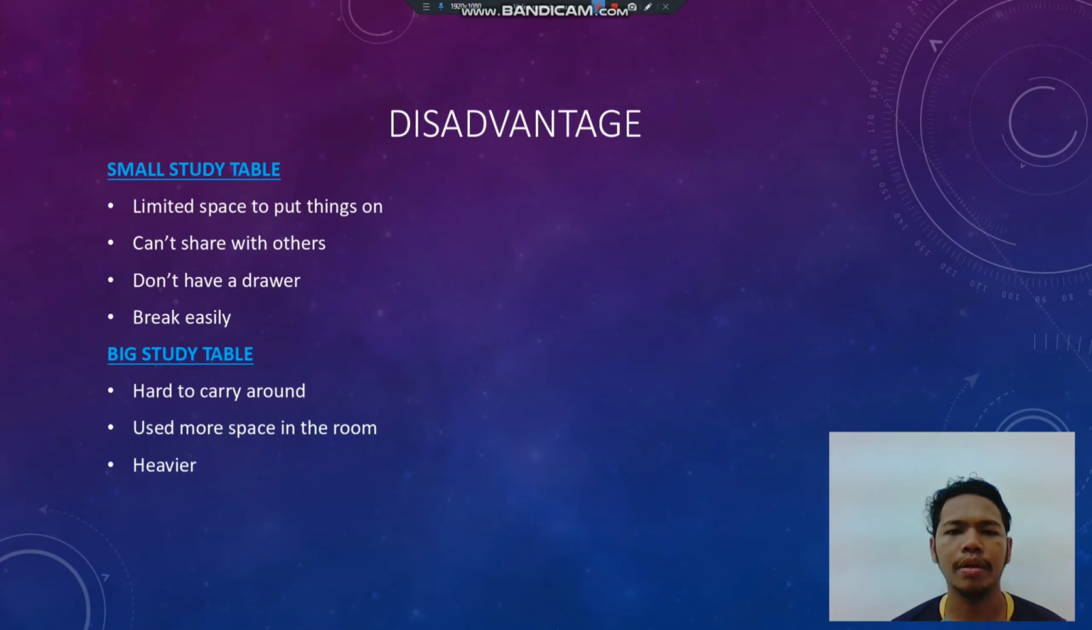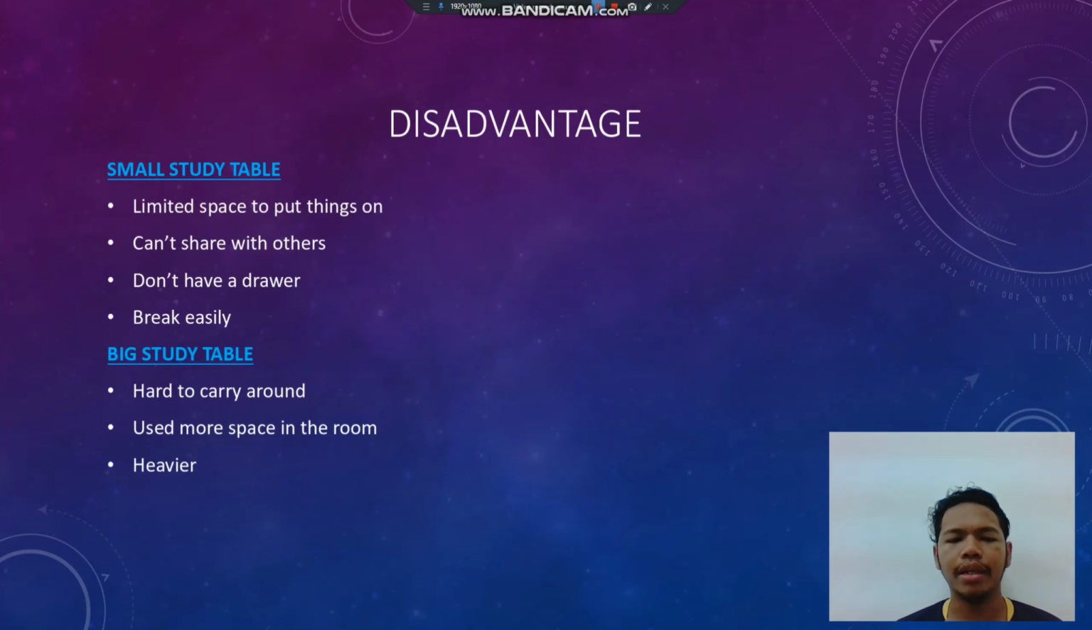Today I would like to talk about the disadvantages of having a small study table and a big study table. Firstly, for a small study table, we have limited space to put things on because of the size. Second, we cannot share it with others because a small study table only fits one person. Moreover, a small study table doesn't have a drawer. And lastly, it could break easily.